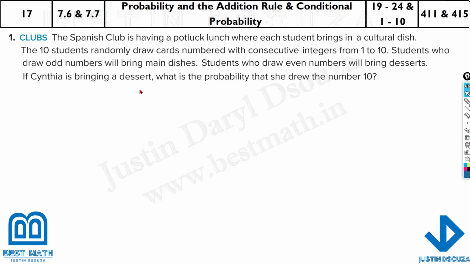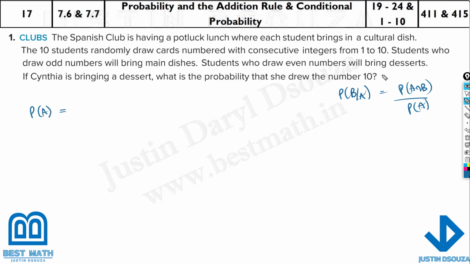If Cynthia is bringing dessert, what is the probability that she drew the number 10? Dessert is something like a sweet, or after any meal you have any nice sweet, that is a dessert. Here we first need to know the conditional probability formula: B given A is A intersection B divided by the probability of A. A is the condition. Now Cynthia is bringing a sweet or a dessert, so that means it is going to be even numbers. So probability of A is important.